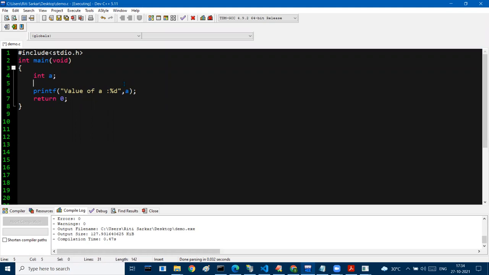Let me take another example. Bring your pen and paper, guys. A is equal to 2 greater than 5, not is equal to 1, question mark, 5 less than 8 and 8 greater than 2, question mark, 15, question mark 10, colon 20, colon 30, colon 40. This is the expression. I want to know what will be the value of A at the end.